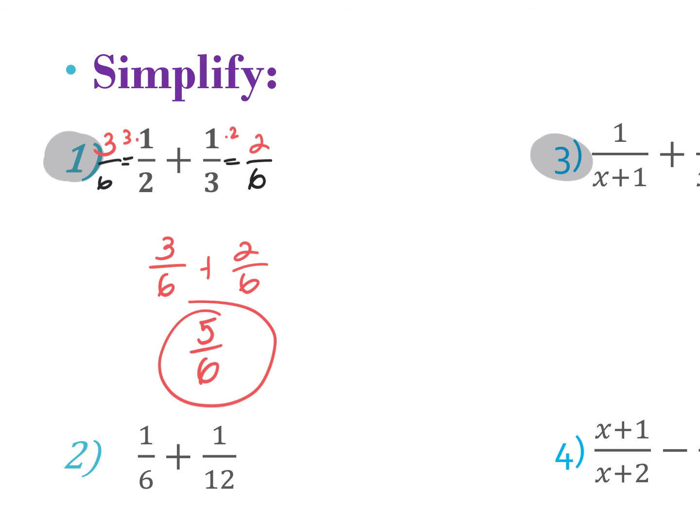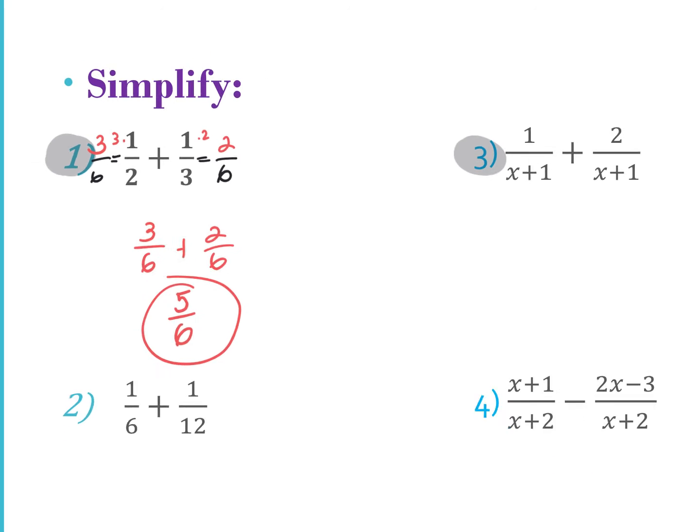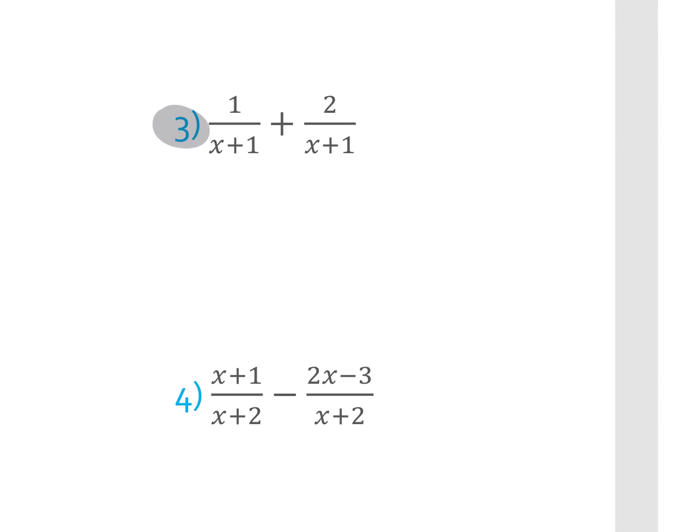Now we get into ones like 3. So we've got an expression in the bottom. But are they the same? Yes, so still pretty easy. All I have to do is combine them. So I just have to do 1 plus 2, whatever the sign is, right, which is 3 over x plus 1. Stays just like that. Can't simplify it.